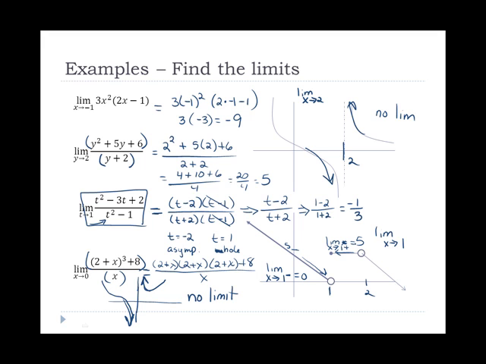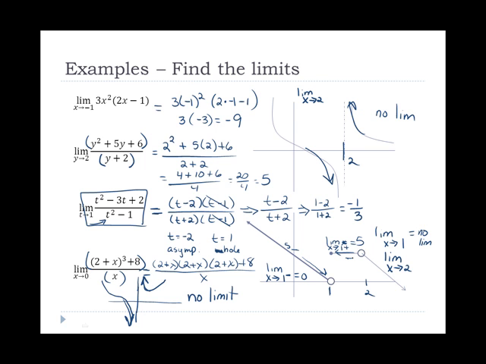But if I ask as x approaches 2, so this one was no limit, the limit as x approaches 2, from the left I'm approaching 5, from the right I'm approaching 5, so I'm approaching 5 from both sides, so my limit is 5.